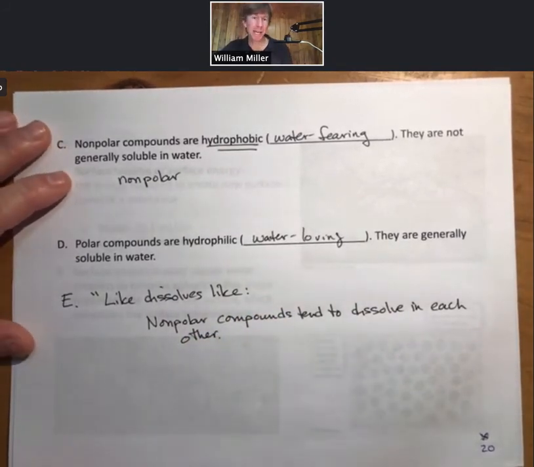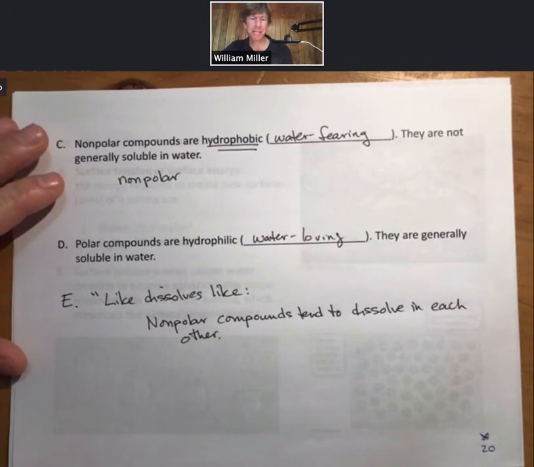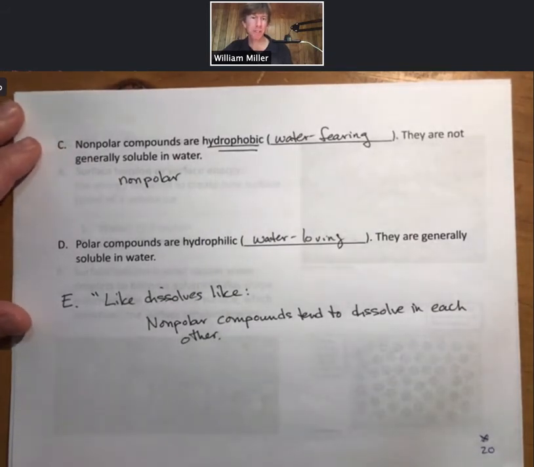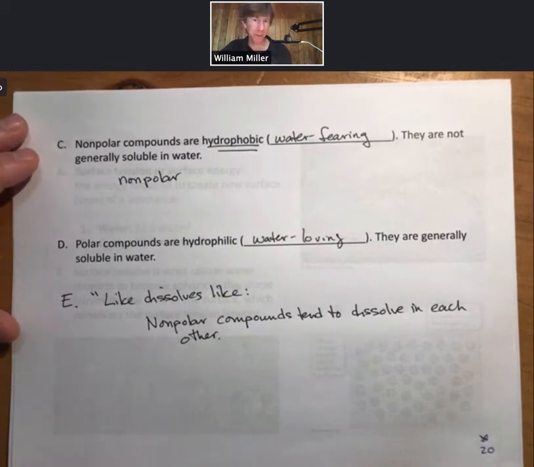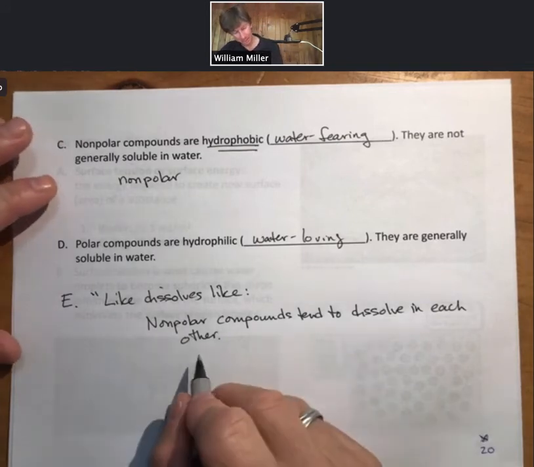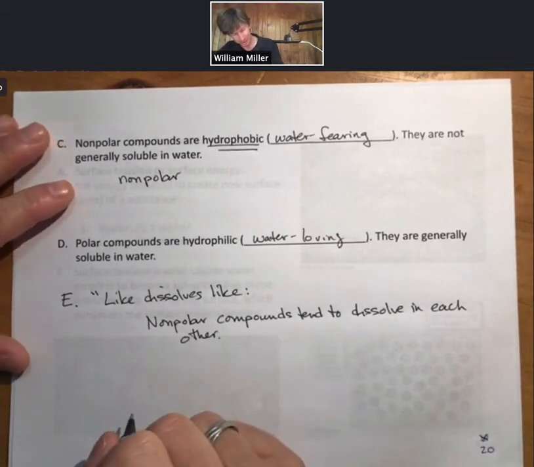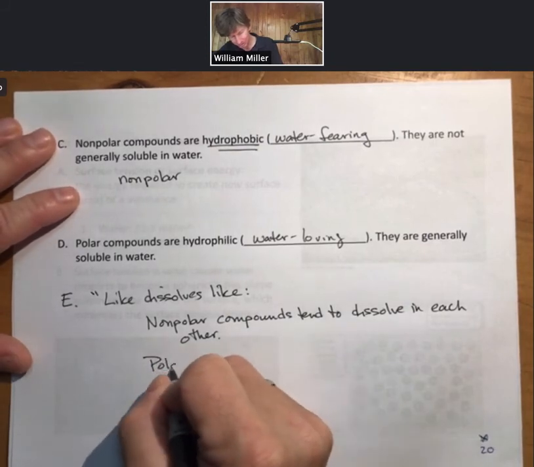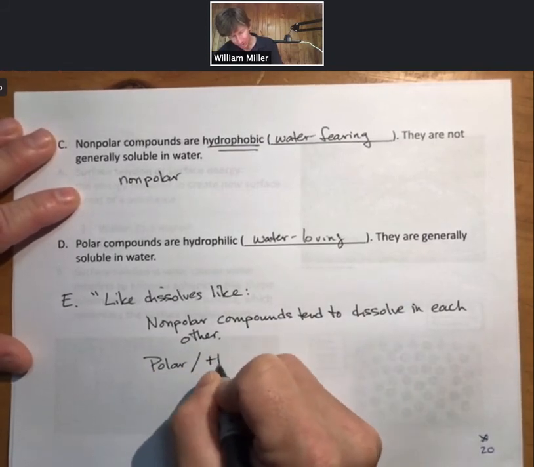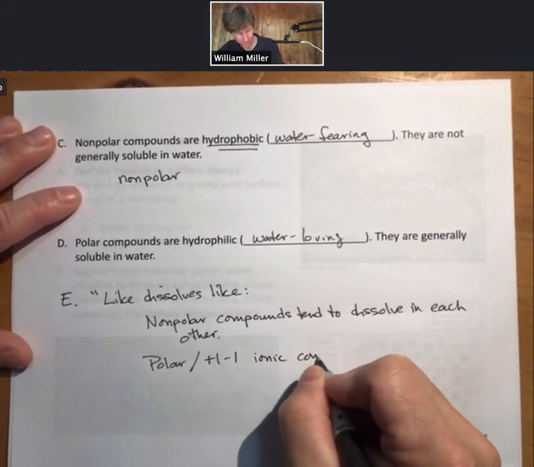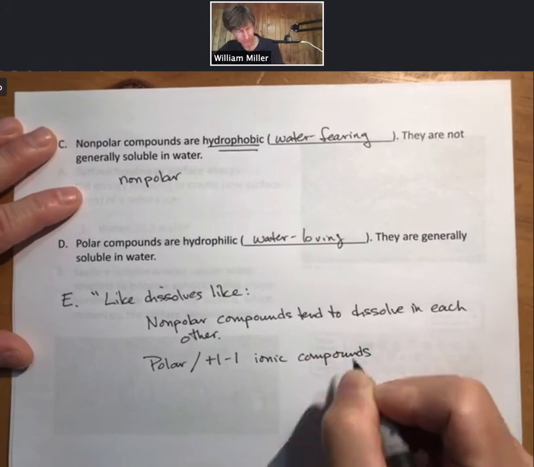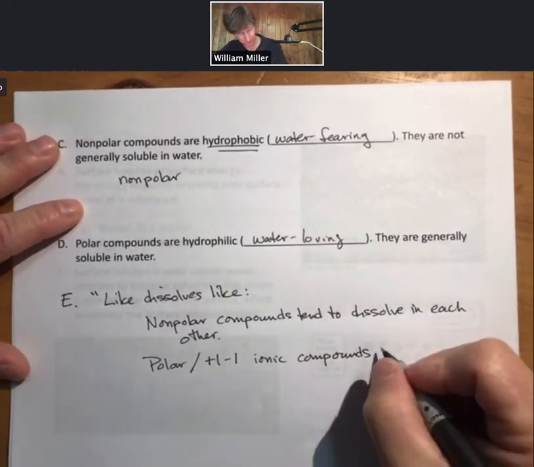This is very good. Gasoline that goes in automobiles tends to be a mixture of nonpolar compounds, all of which dissolve in each other. We'd hate for one of them to become insoluble and then clog up our gas tank, gas lines, etc. Nonpolar compounds tend to dissolve in each other. Polar and +1, -1 ionic compounds tend to dissolve in each other too.